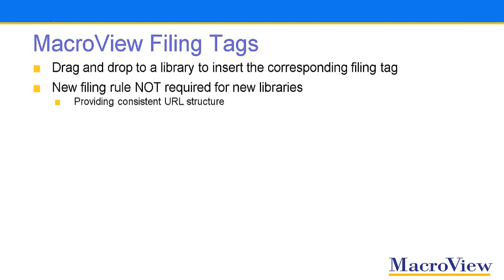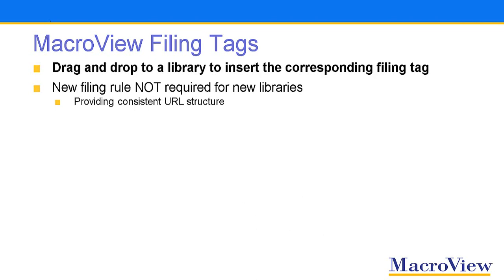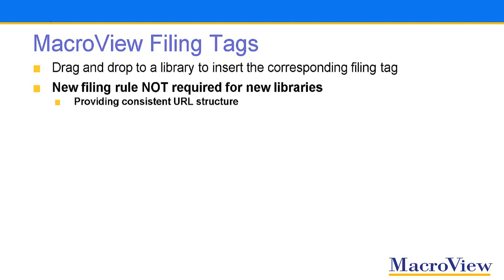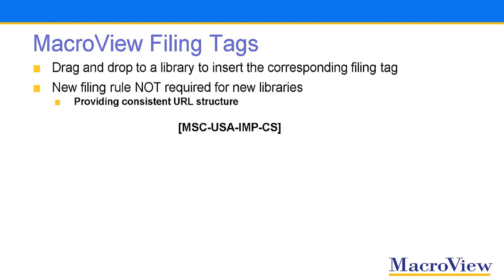MacroView makes it very easy to insert a new filing tag into an email. You can do this by simply dragging and dropping an email to the library, and the corresponding filing tag will be appended to the subject of that saved email. It's also important that you do not need new filing rules as you create new document libraries, providing the new libraries have a consistent URL structure.